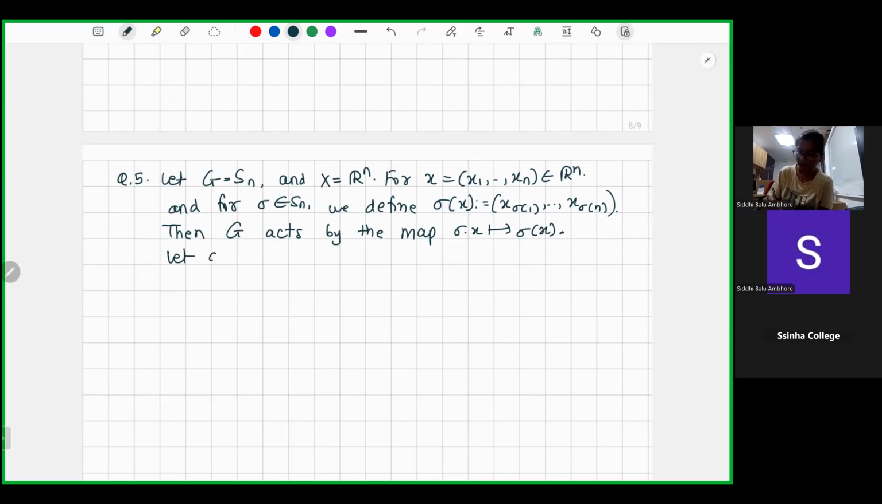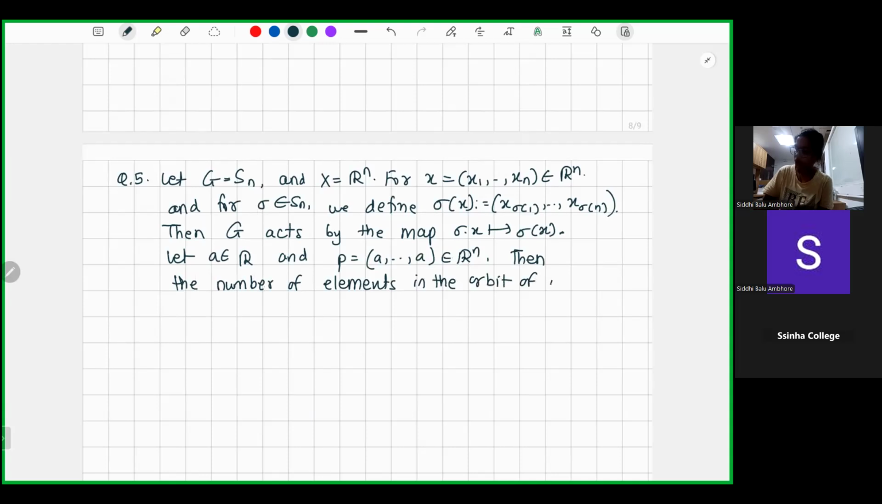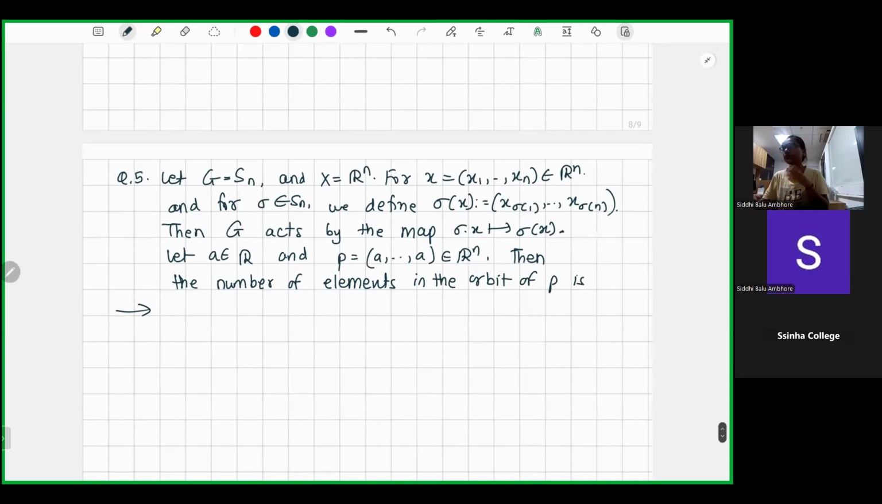So let A belong to R and let P be the element (A, A, ..., A), all the entries are A, in Rn. Then the number of elements in the orbit of P is... this is the question which we need to answer.